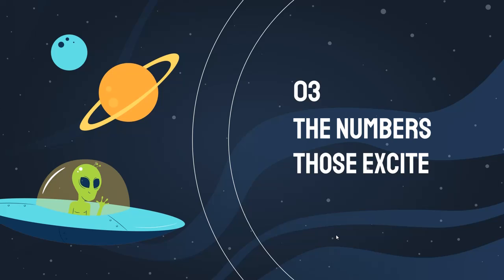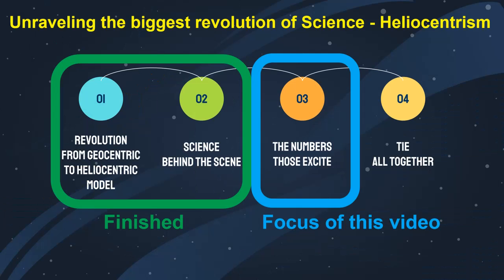Hi friends, this is the third episode of the Heliocentrism web series, The Numbers That Excite. Till now we have covered how the revolution started from geocentric to heliocentric, and what is the science behind that, in the last two episodes. Now in this episode we will discuss the numbers related to that.